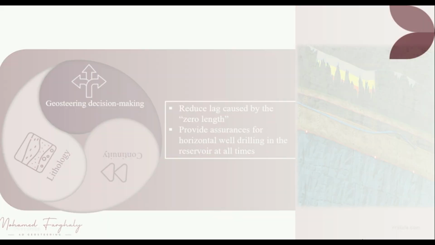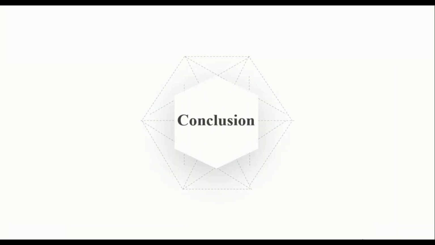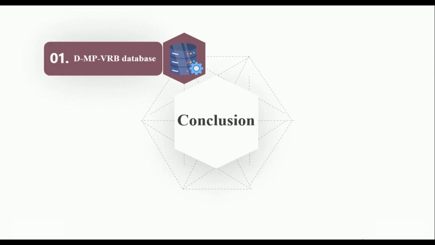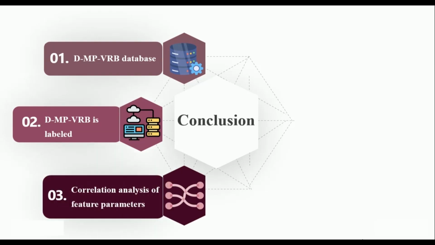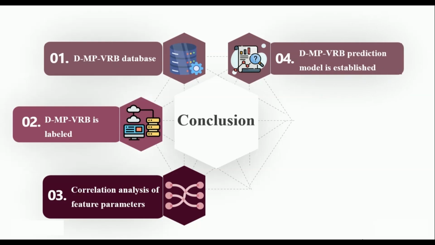In summary, the study we've explored presents a pioneering method for predicting formation lithology at horizontal well bits during drilling, leveraging the power of machine learning and LWD data. Let's recap the key conclusions drawn from our journey. 1. Establishment of the DMP-VRB database. 2. Label DMP-VRB and store in step sizes of 0.25 meter, 0.5 meter, 1 meter, and 2 meters. 3. Correlation analysis of feature parameters, which are optimized by grid search and tenfold cross-validation methods. 4. Establishment of the DMP-VRB prediction model.